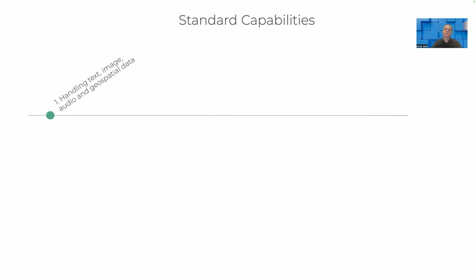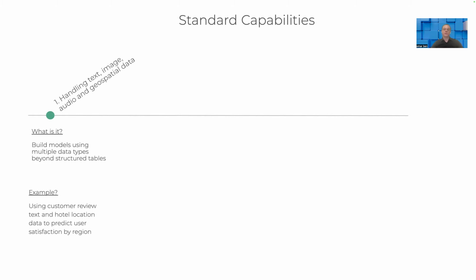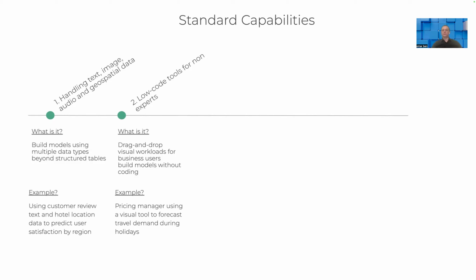So the first one, and there are 5 of them here, is handling text, image, audio, and geospatial data. So this is building models using multiple data types beyond just structured tables. And the example here would be using customer review text and hotel location data to predict user satisfaction by region. The second here is low-code tools for non-experts. So this is the drag and drop capabilities, visual workloads for business users, and the ability to build models without coding. An example here would be a pricing manager using a visual tool to forecast travel demand during holidays.